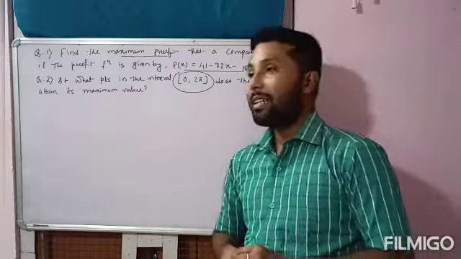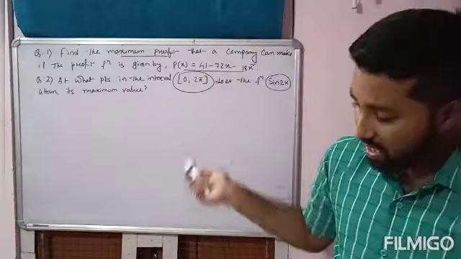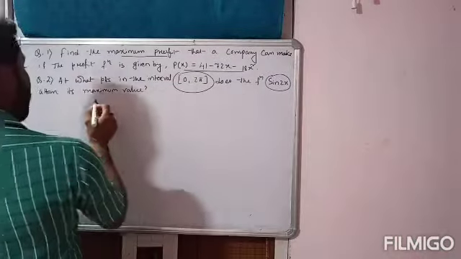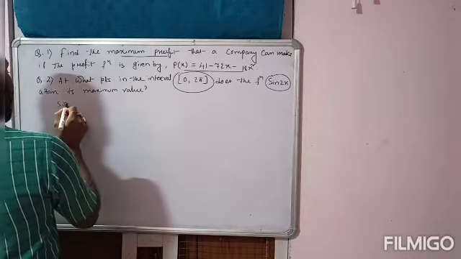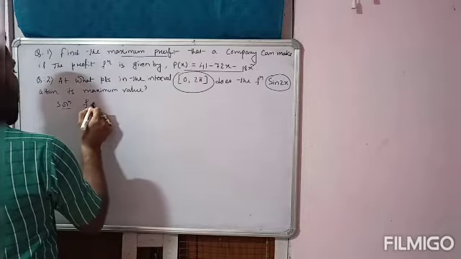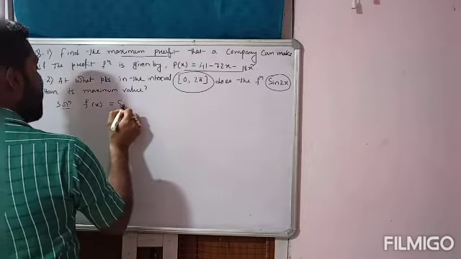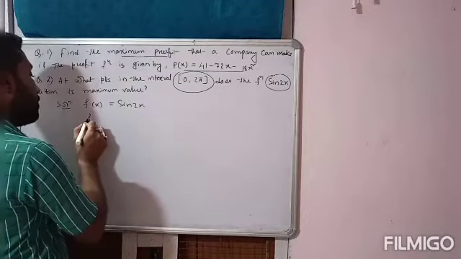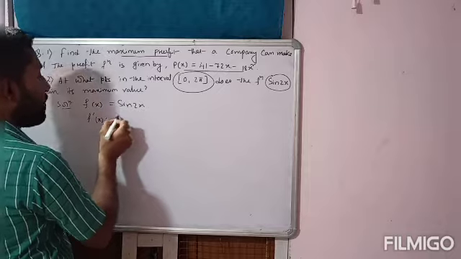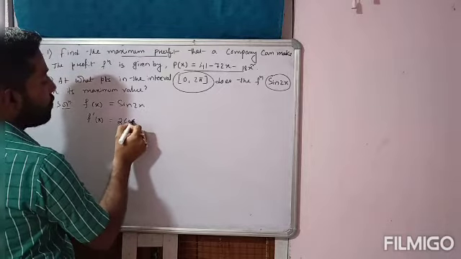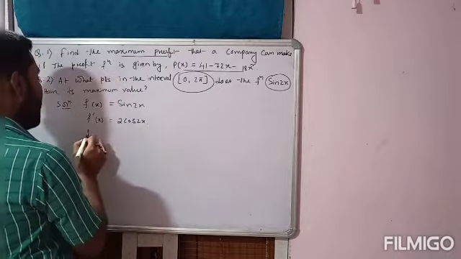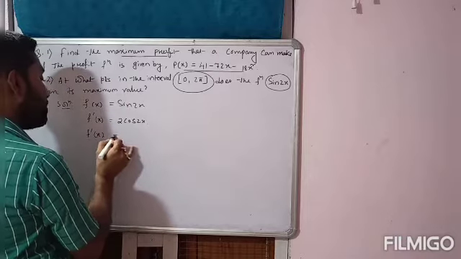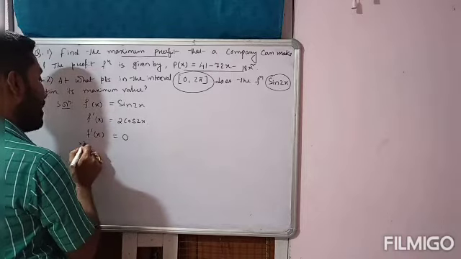Yes, so what are the working rules? Here the given function is sin twice x, right? Solution number 2. Here f of x is equal to sin twice x. Then find only the first order derivative. The differentiation of sin twice x is 2 cos twice x. Put f dash of x equal to 0 to find all the critical points.